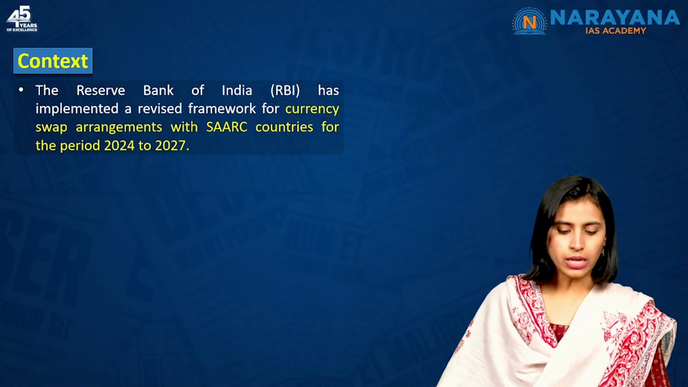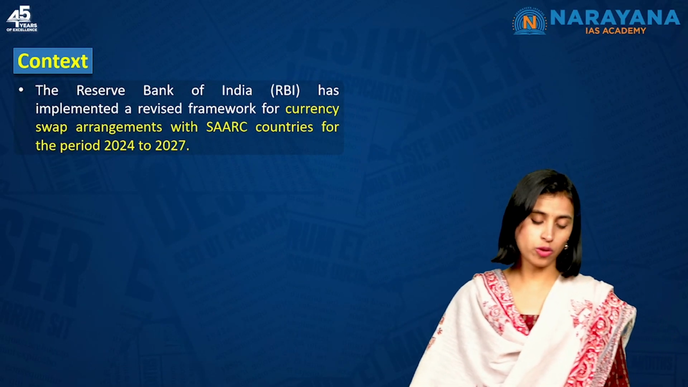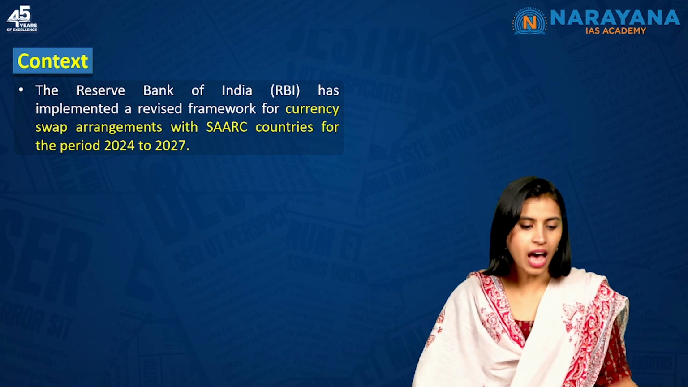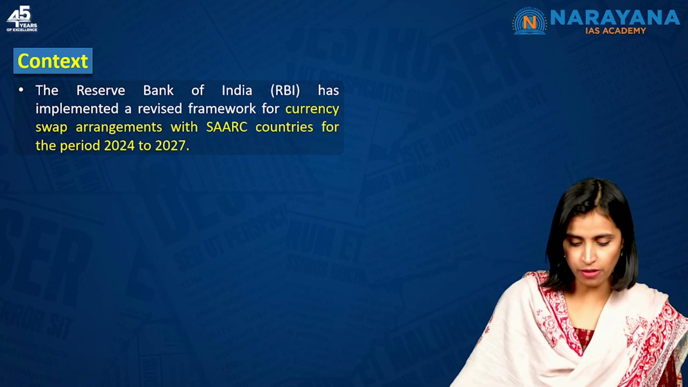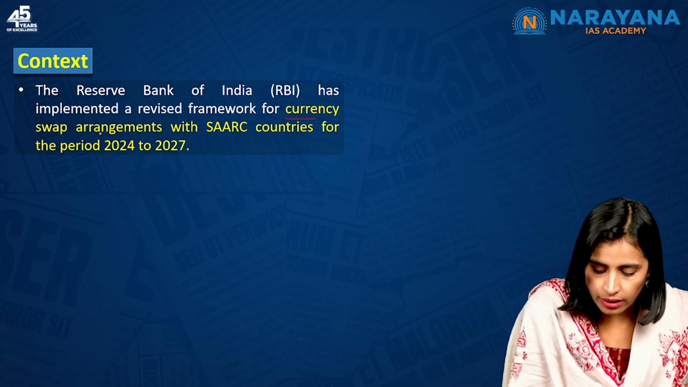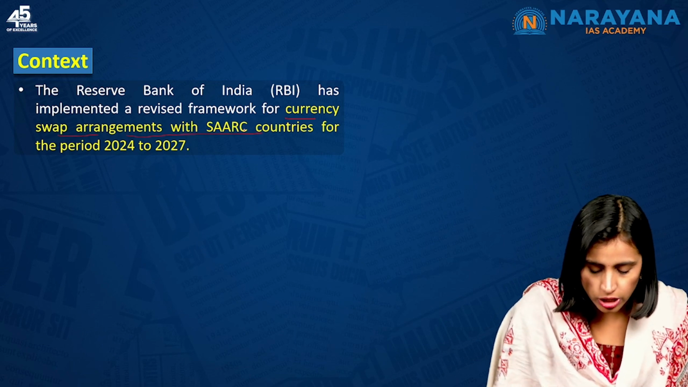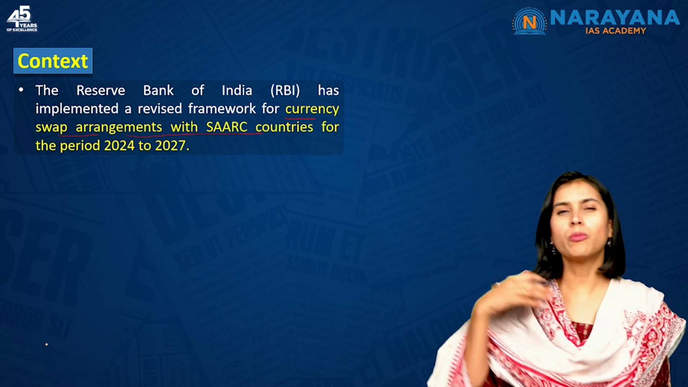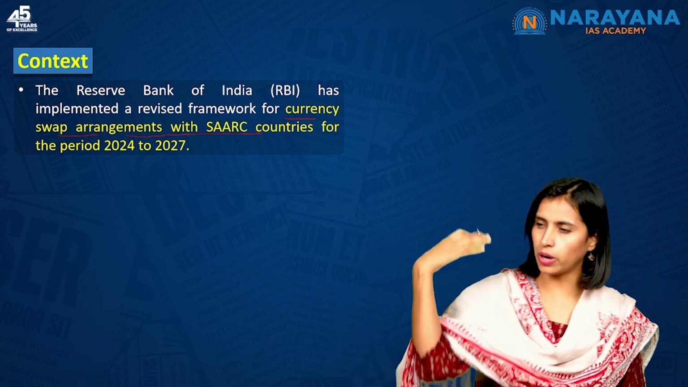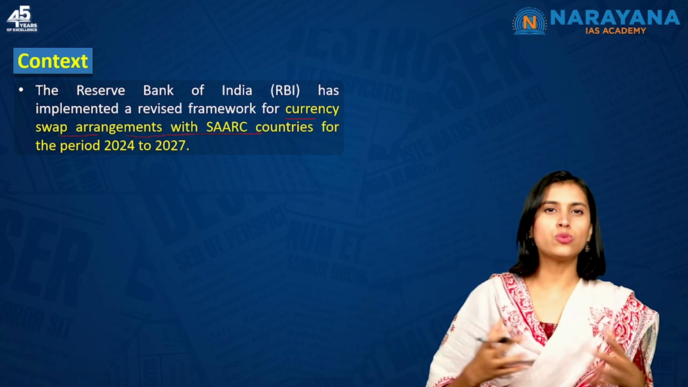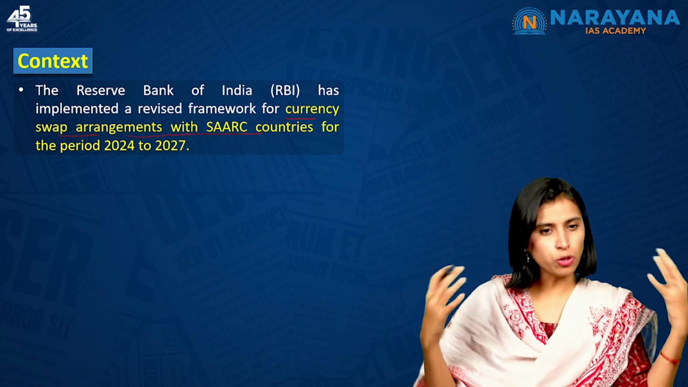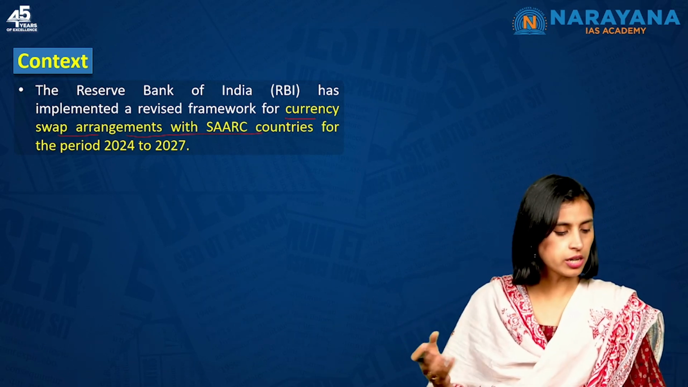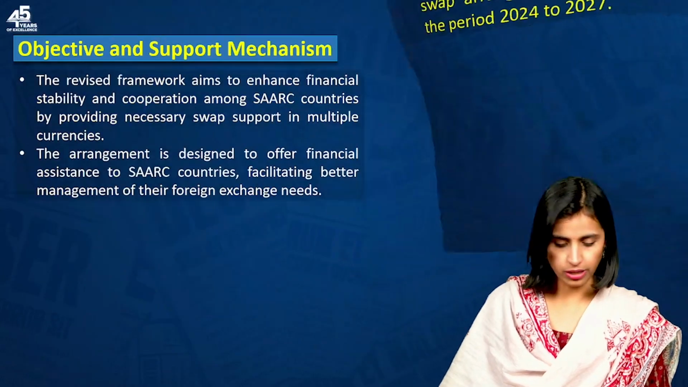Moving on to, why are we talking about the currency swap agreement, especially in regard to SAARC? Because RBI has implemented a revised framework for the currency swap agreement with these SAARC countries for the period 2024 to 2027. So in this period, the currency swapping between two or three countries and between the entire SAARC region will be done based on the revised framework.